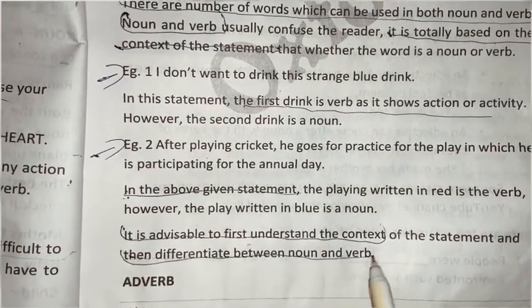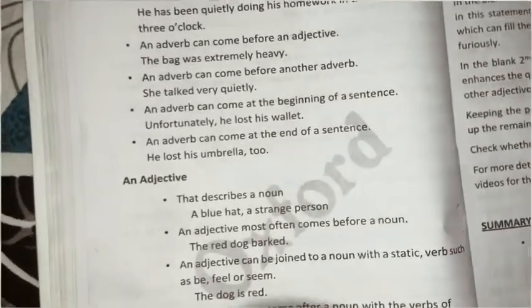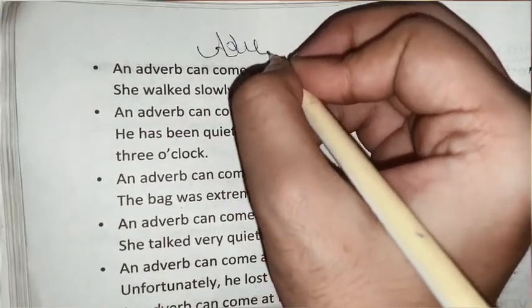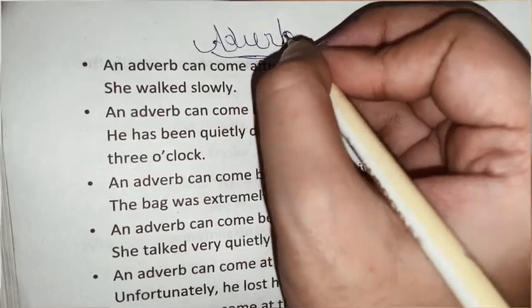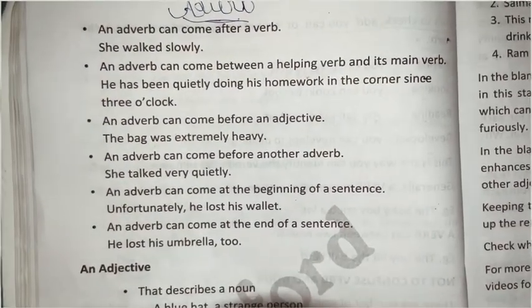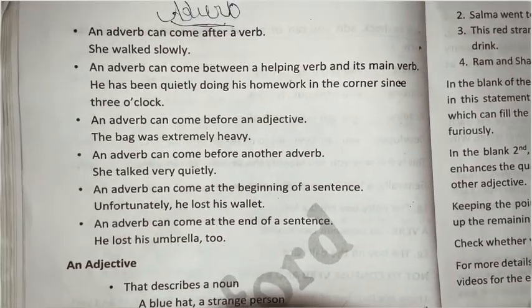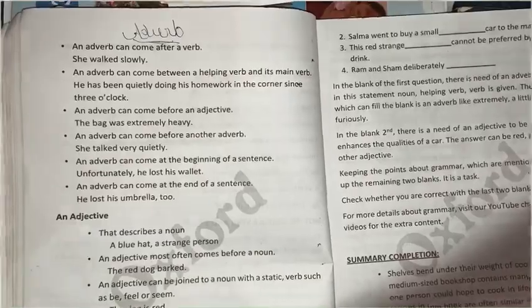So, next we are going to discuss adverb. What is an adverb? An adverb can come after a verb. She walked slowly. An adverb can come between a helping verb and its main verb. He has been quietly doing his homework in the corner since 3 o'clock.